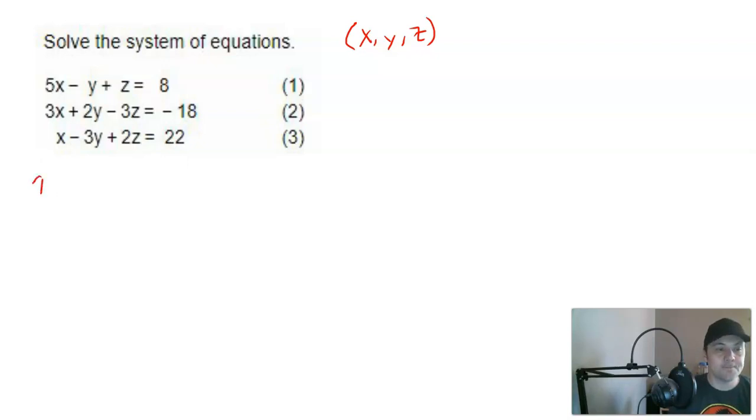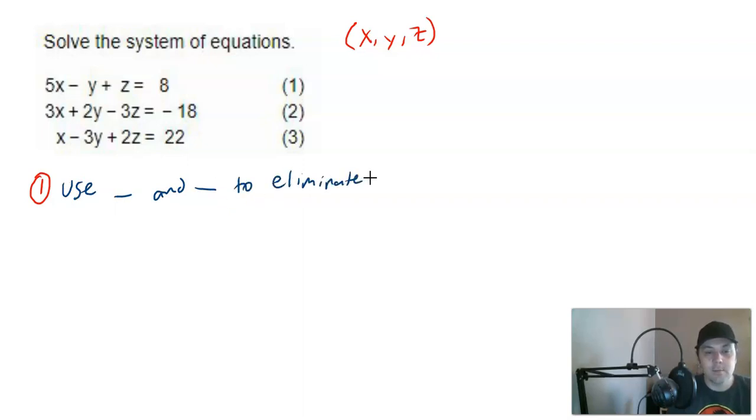So step one is we want to use two of these equations to eliminate a variable. And then we'll have two variables left over. And this first step is completely open-ended. You can use any two equations to eliminate any variable that you want. So make it easy on yourself. Pick the easiest two equations, eliminate the easiest variable that you can eliminate. So we're going to use equation blank and equation blank to eliminate blank. All right, so we have to make some choices here.